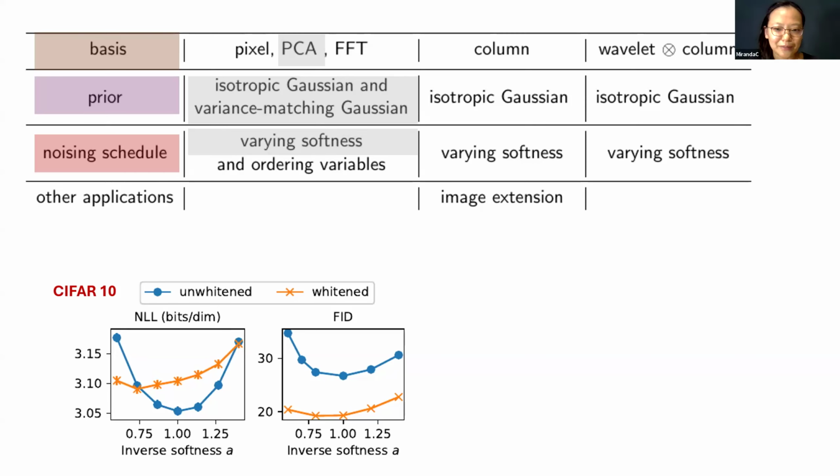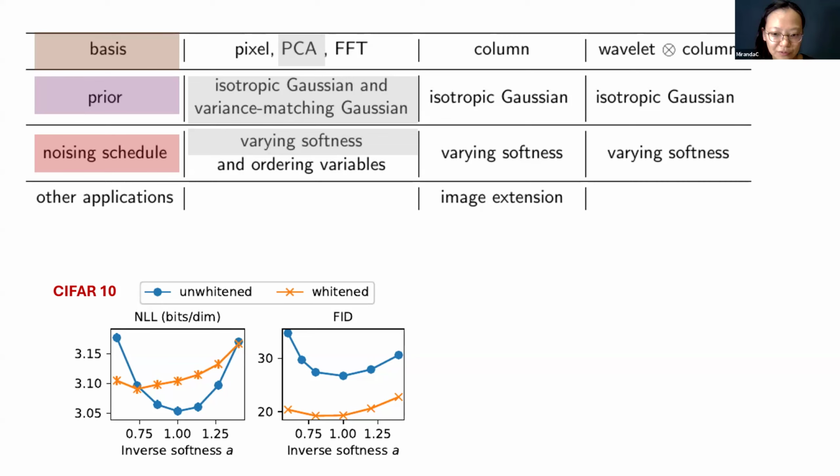Okay. And we also try out different choices of prior. So the isotropic Gaussian, the original, the usual one, is blue, and then the orange one is the variance preserving. And you see, first of all, that in terms of the negative log likelihood, it seems like the usual noise is better, but in terms of FID, it's swapped.